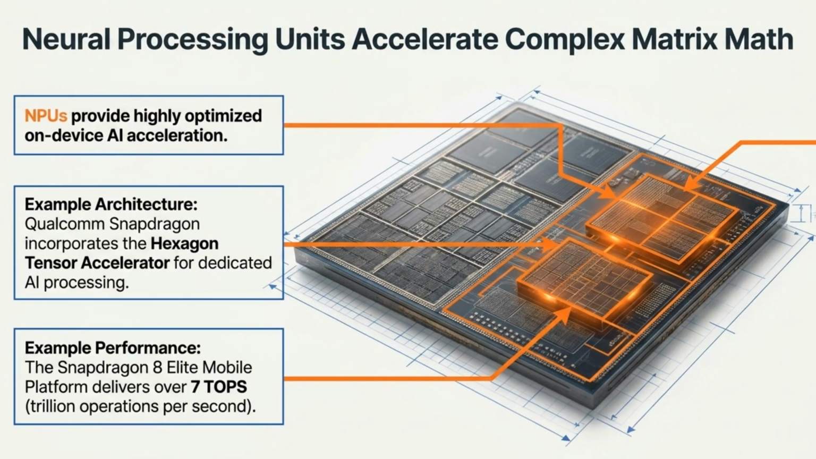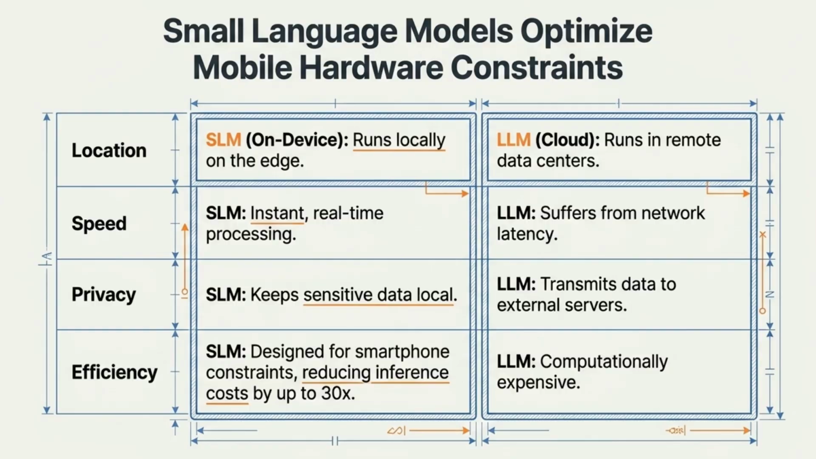NPUs are specialized cores designed to accelerate complex matrix math, providing the necessary horsepower for advanced AI features right on your device. Small language models, or SLMs, are optimized for smartphones. They allow for instant, private processing that avoids the latency and costs associated with cloud-based models.